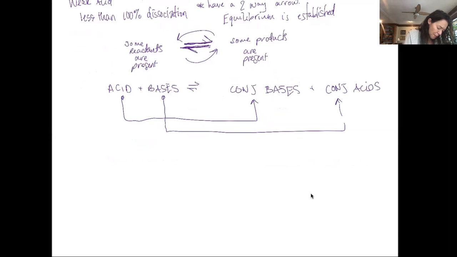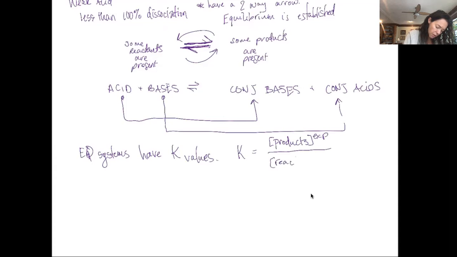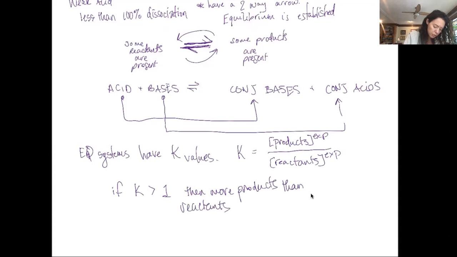Now, when we talk about equilibrium, I'm just going to write EQ systems have K values. Right? The K value is a ratio of the products to their exponents over the reactants. Okay, and without getting too much into this mathematically, what you can see here is that if K is greater than 1, then more products than reactants at equilibrium, because K is a ratio of products to reactants.